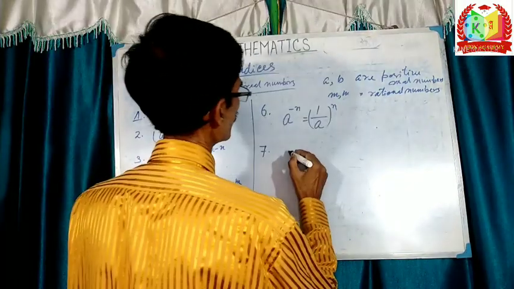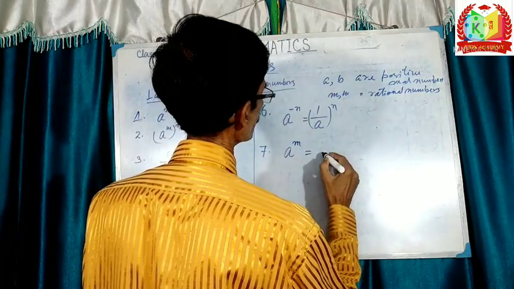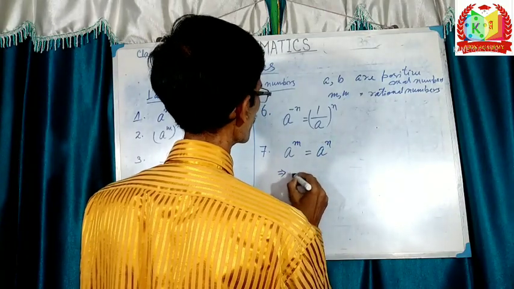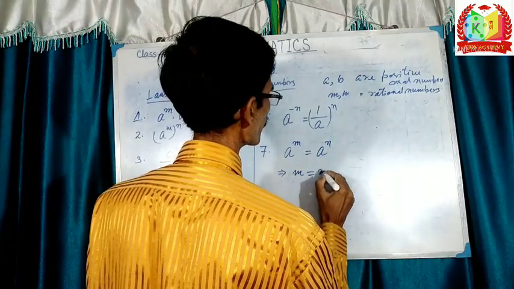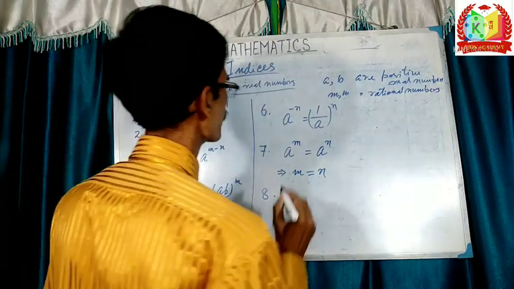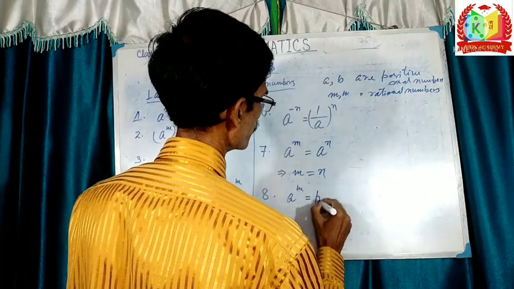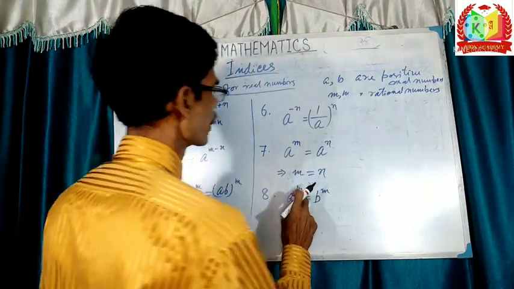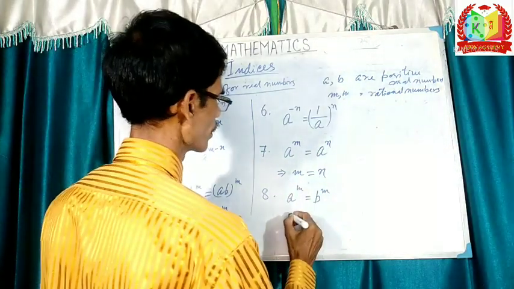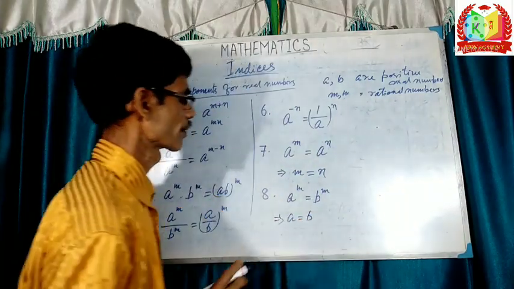Number 7, a to the power m equal to a to the power n, then m equal to n. Like a to the power m equal to b to the power m. Here the index is equal, then a equal to b.